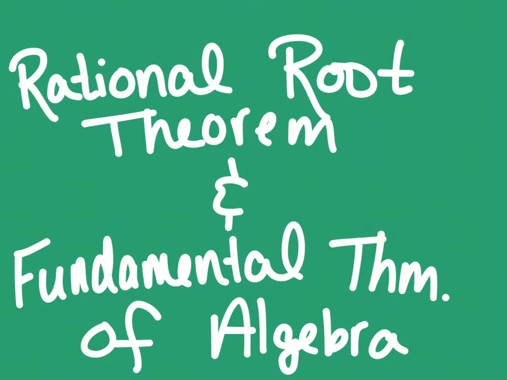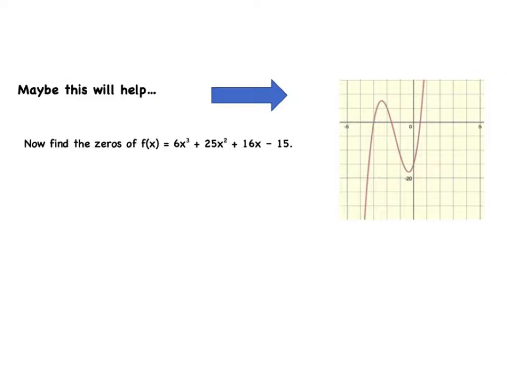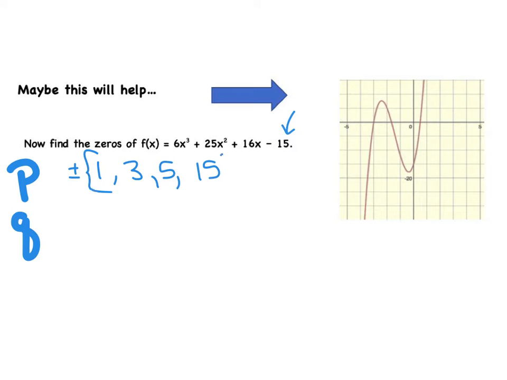In this lesson, we're going to finish applying the rational root theorem, and we're going to tie in the fundamental theorem of algebra. In the previous lesson, we learned how to identify our p's and q's using the rational root theorem. So when I look for the p's and the q's, just to reiterate, this would be my factors of the constant term. So factors of 15 would be plus or minus 1, 15, 3, and 5. Factors of q, the leading coefficient, would be the 6, so 1, 2, 3, and 6.